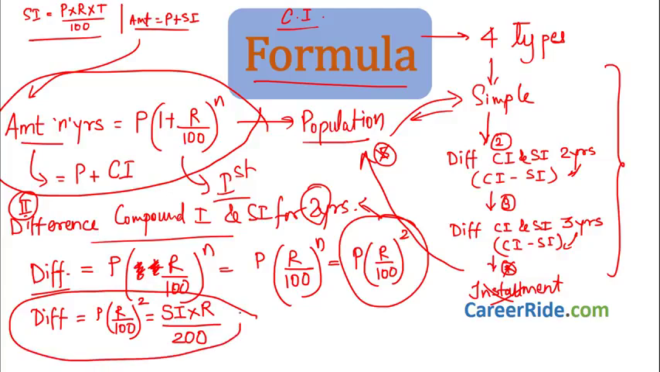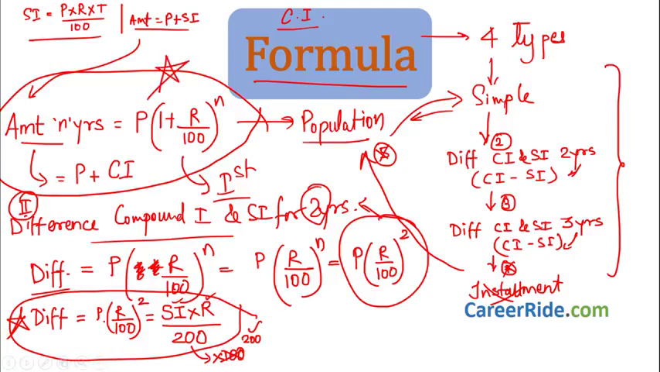This is also true. So difference is equal to P into bracket R upon 100 the whole square, and that is also equal to simple interest multiplied by rate of interest divided by 200. It is not 100, it is 200. Remember it, it is 200. Okay, learn this formula by heart also. So you have learnt 2 formulas up till now.